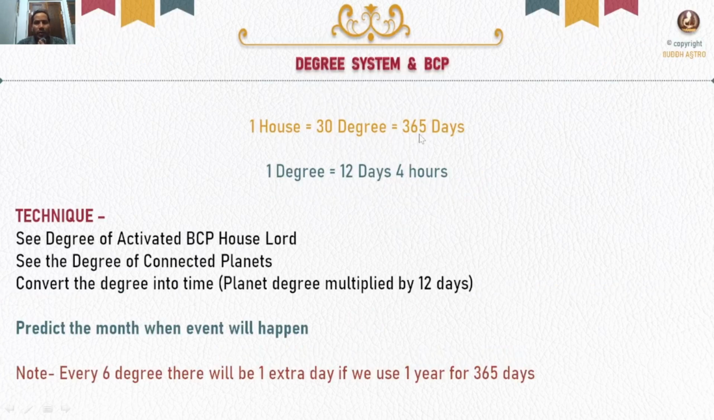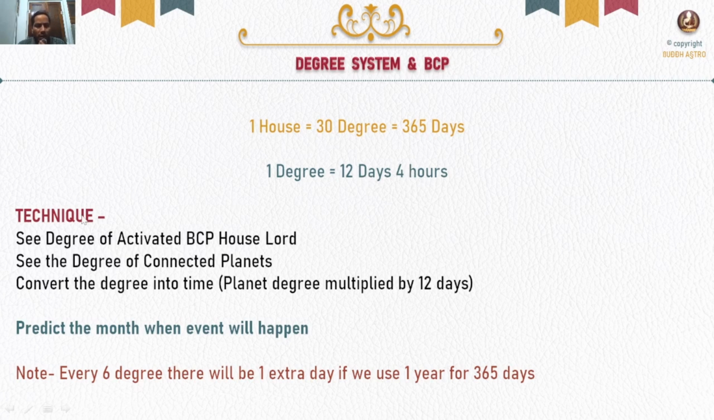Let's start. First, understand what the degree system is. We already know that one house in any horoscope is equal to 30 degrees, right? And in a BCP year, when we time an event, we take 1 year as 365 days. So we can say that 30 degrees will be equal to 365 days. Now, if you find out 1 degree, it will be equal to 12 days, 4 hours almost. This factor you have to remember: 12 days and 4 hours.